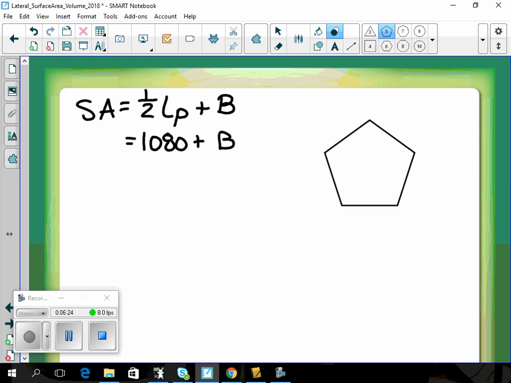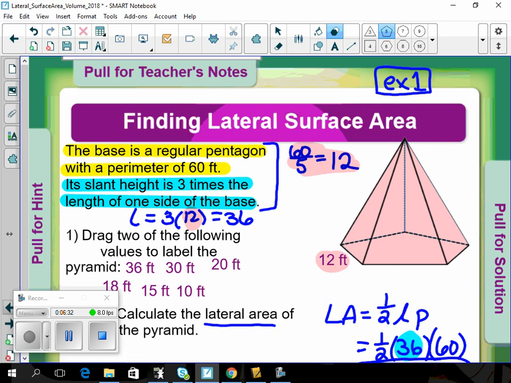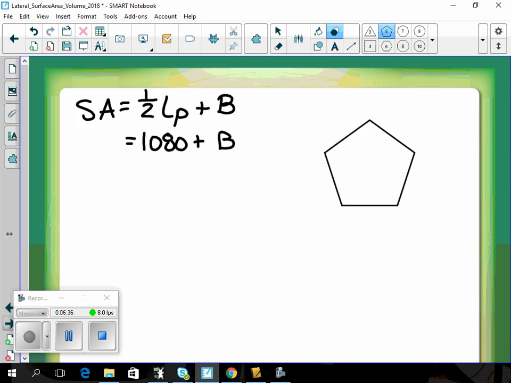In our pyramid, what information did we have on our picture that was labeled? We had that the bottom had a side of 12. So let's label that on our pentagon as well. So I need to find the area of this. Think back to what we did last class. How did I find the area of a regular pentagon?